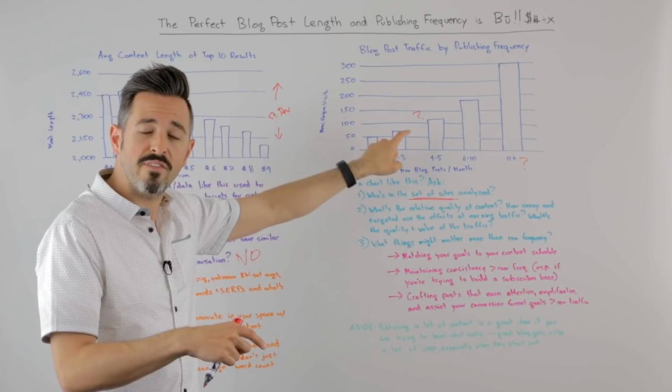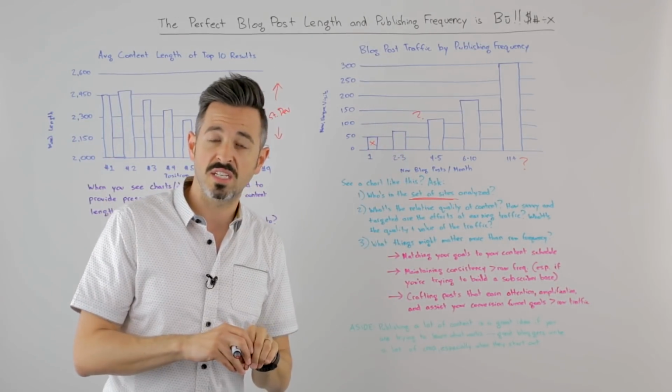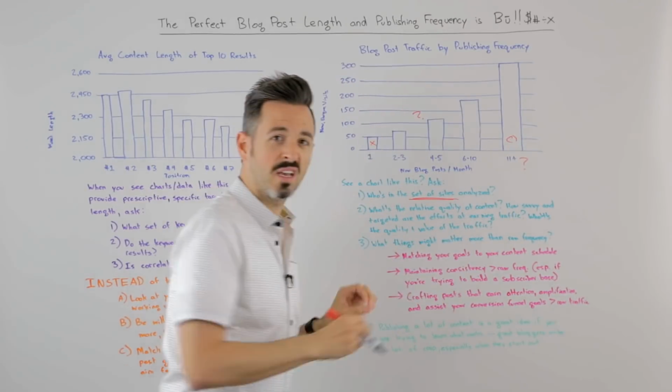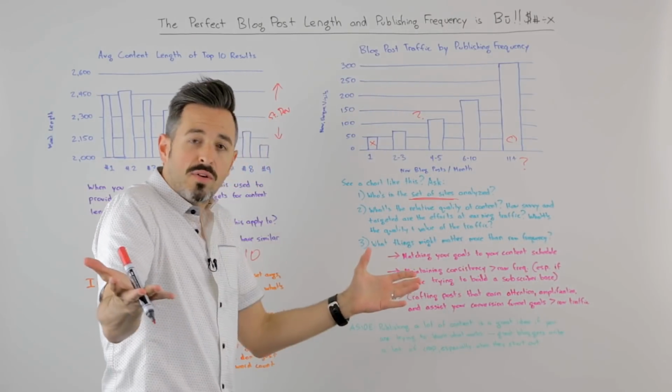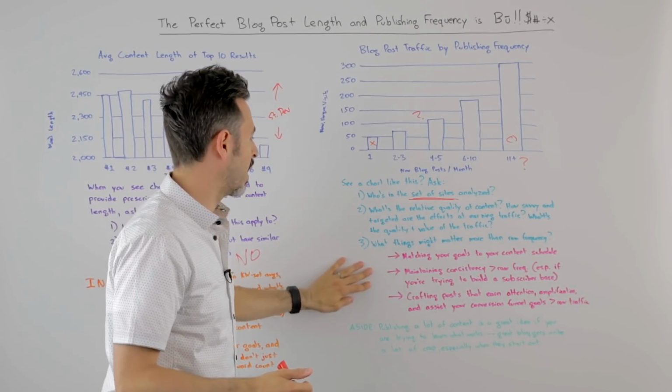What's the quality of the traffic? What's the value of the traffic? Maybe this person is getting a ton of really valuable traffic and this person over here is getting very little. You can't tell from a chart like this, right? Especially when it's averaged in this way.